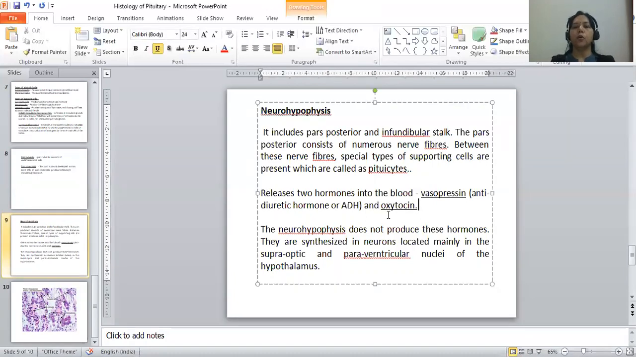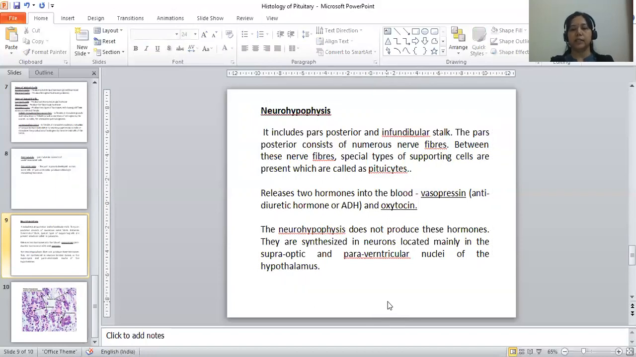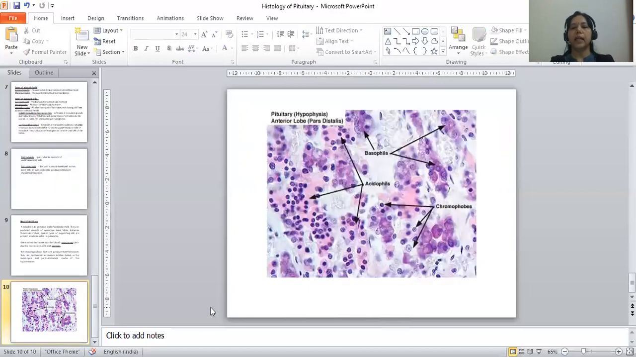Now these two hormones are secreted by the neurohypophysis. Actually, they are not produced in the neurohypophysis. They are produced by different neurons, which I will show you later, and are stored. They are only stored. So we'll come to the last slide in a section.